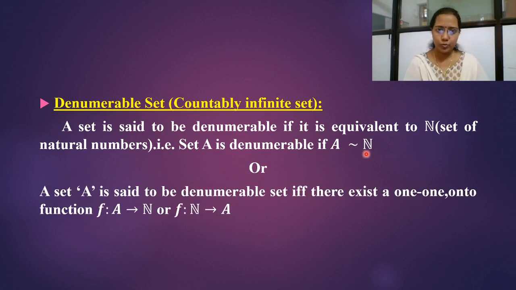A set A is said to be denumerable if and only if there exists a 1-1 and onto function f from that set A to N, or f from N to A. You can visualize that N is the set of natural numbers: 1, 2, 3, up to infinity, and there exists a 1-1 onto function. It means elements of A can be counted like this: 1 maps to one element, 2 maps to the second element of A, 3 maps to the third element of A, like this. So we say that it is a countable or denumerable set.